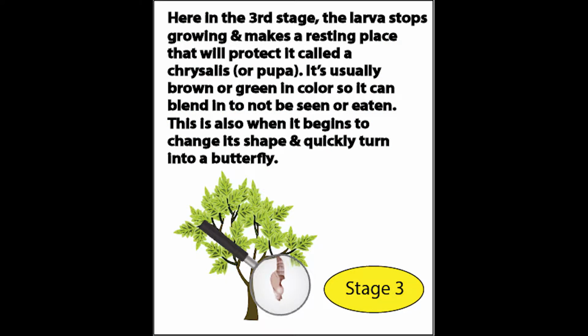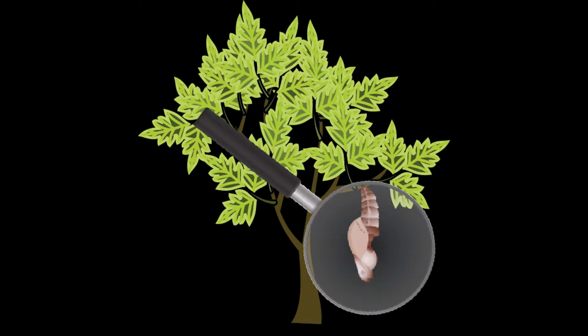Lesson 3 objectives are for the student to recognize in Stage 3 the larva stops growing and makes a resting place called a chrysalis, which is usually brown or green in color for camouflage and protection, and that the larva will begin to change shape inside the chrysalis to turn into a butterfly later.